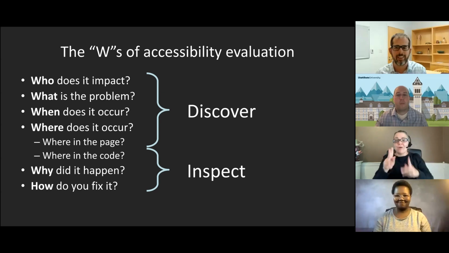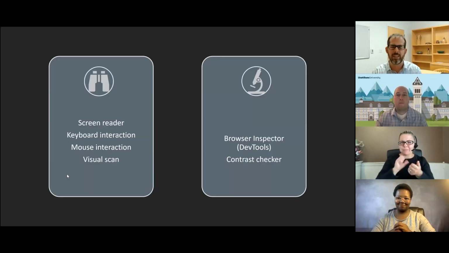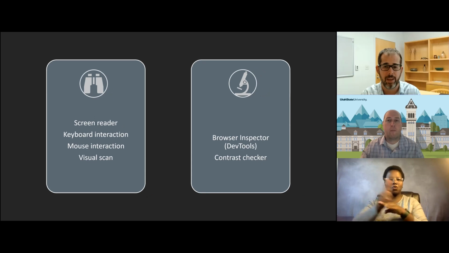So we're going to try to maybe talk about this at these two levels: how do you discover issues, and then how do you dig deeper into these issues and inspect them. So examples of some discovery type tools. We've got this visually in two categories. One has kind of a binocular visual representation, and that's discovery tools like a screen reader, keyboard interaction, mouse interaction, or even a visual scan sometimes of a page to identify potential issues. So those are some really important tools to discover.